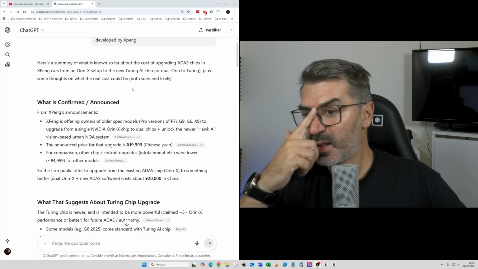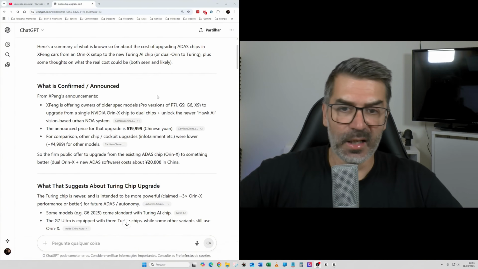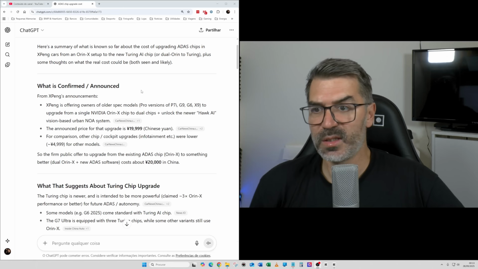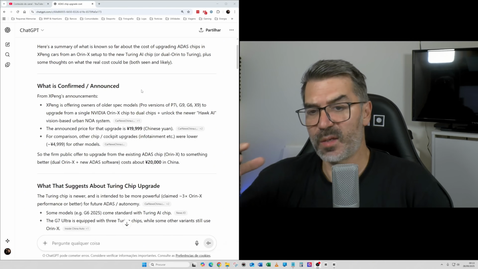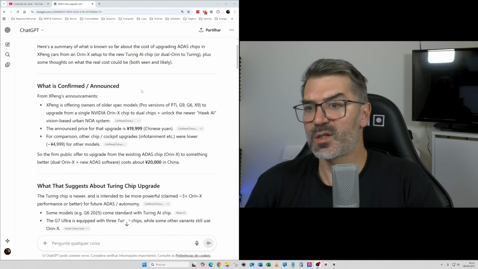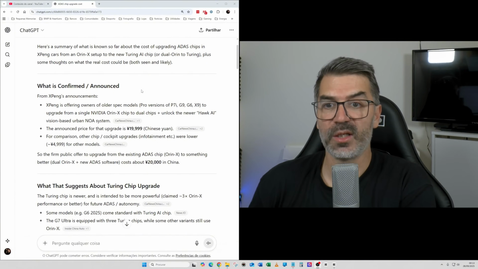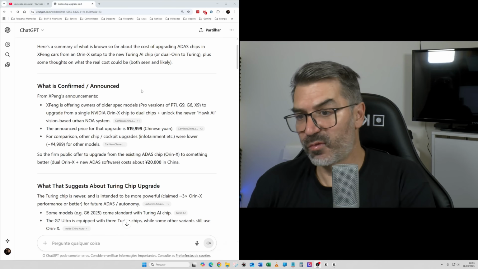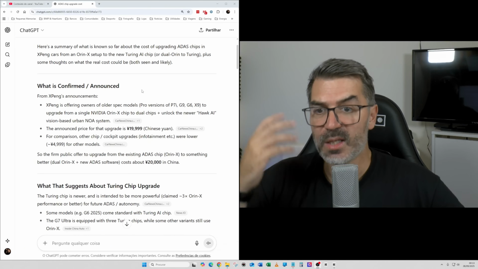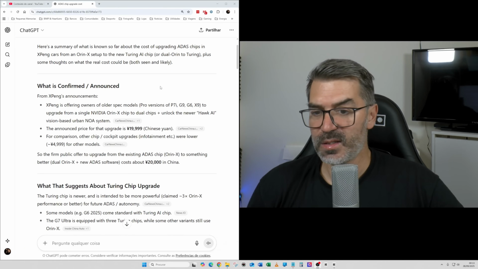So ChatGPT made a couple of analyses and it knows what this is. So it knows about the upgrade of ADAS chips in XPeng cars from one OrinX to the Turing AI chips, or a dual Orin to Turing, plus some thoughts on what the real cost could be. So let's see how this ends up.